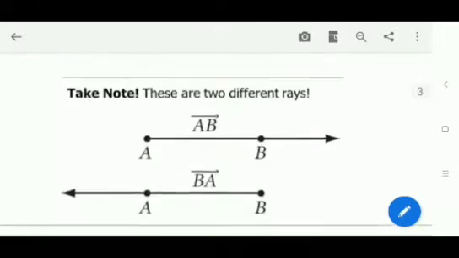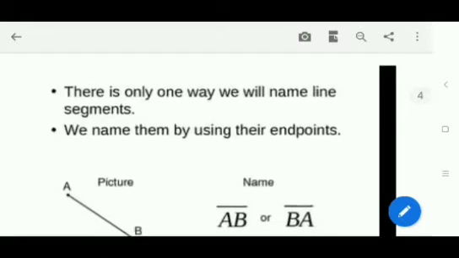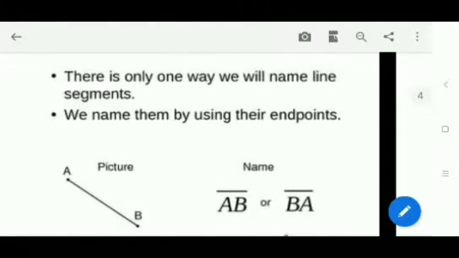Now, as you know, a segment has two end points. So, a segment will always be named by using the two end points. Look at the figure there, segment AB. You can name this either as segment AB or segment BA, starting from any one of the end points.